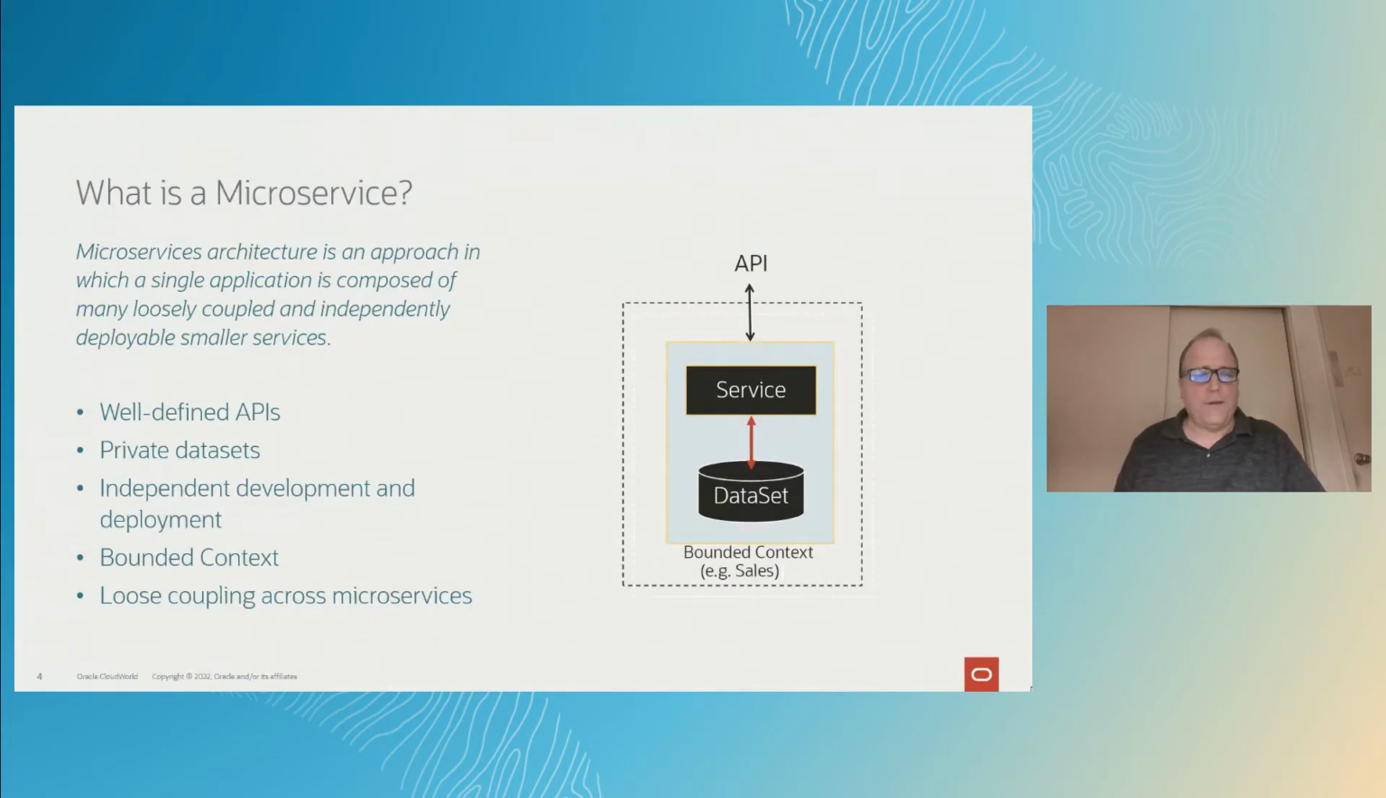It encourages independent development and deployment, meaning that each microservice developer does their own thing, basically. Bounded contexts mean that each microservice has basically a very narrowly defined scope. It's not trying to do everything, just a small piece. So in this example, sales. And then loosely coupling across microservices means that you can upgrade one or work on one microservice and not worry about the others. You don't necessarily have to upgrade all the microservices at the same time. They can be worked on independently.